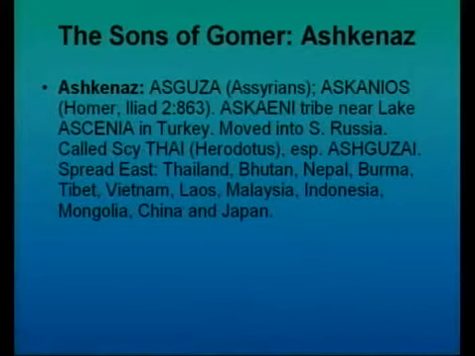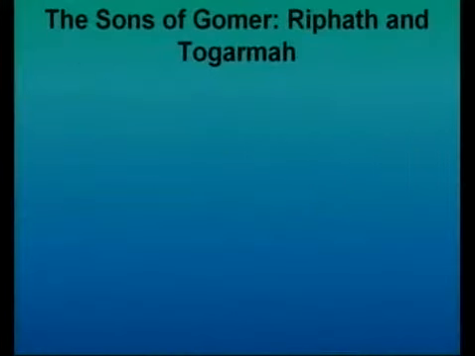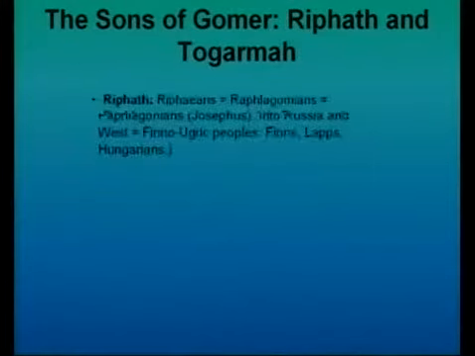They spread east. We can trace them moving to Thailand, Bhutan, Nepal, Burma, Tibet, Vietnam, Laos, Malaysia, Indonesia, Mongolia, China, and Japan. Others went west into northwest Russia, Germany, and Scandinavia. The islands of Askania, according to the Romans, is the name they gave to what we call Scandinavia today. And the Saki tribe, which is not some sort of drink, named by Strabo, moved from the Caspian Sea to Germany, where they became known, of course, as the Saxons.